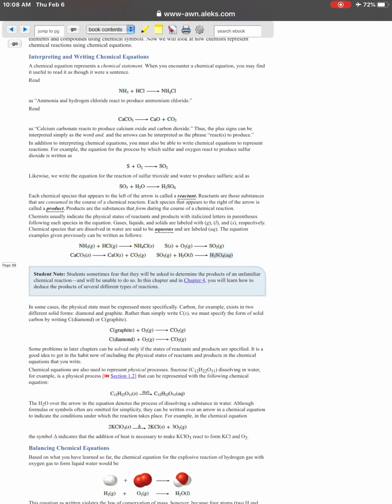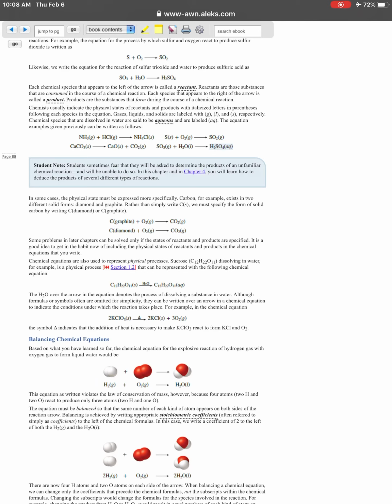The third one here, S plus O2 forms or produces or makes SO2, sulfur, an element, plus oxygen, an element, forming a compound, sulfur dioxide. That's a reaction. Here's another one, SO3 plus H2O forming H2SO4. Sulfur trioxide plus water forms sulfuric acid, the reactants and the products.